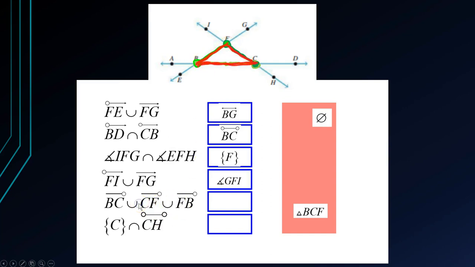And since I am dealing with unions here, I can include these points, because, in each one of these instances, it's the points included in one of these segments. The point F is included, not in this segment, but in this segment it is. And if it's included in one of those, it's included in the whole thing. So as a result, this triangle, which we could call many different names, but BCF is one of them, is that union. And the point C intersected with CH.